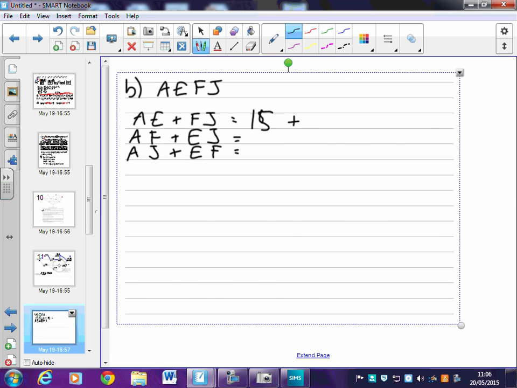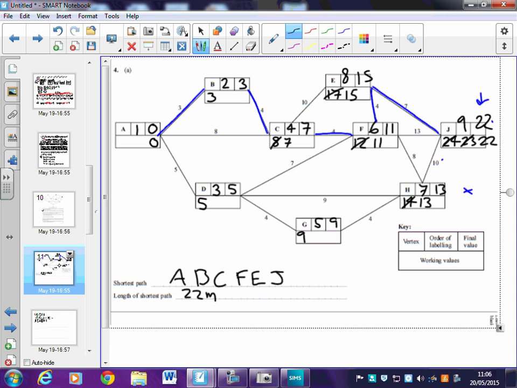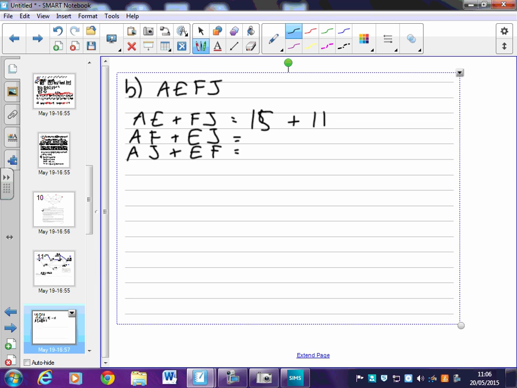F to J, I can't really do from this one, but to be honest, that one's quite easy to see anyway. In fact, you can do it from that, because F to J is going to be 11, because the blue lines are always the shortest ones. So from F to J is 11, because it's 4 plus 7. So 15 plus 11.